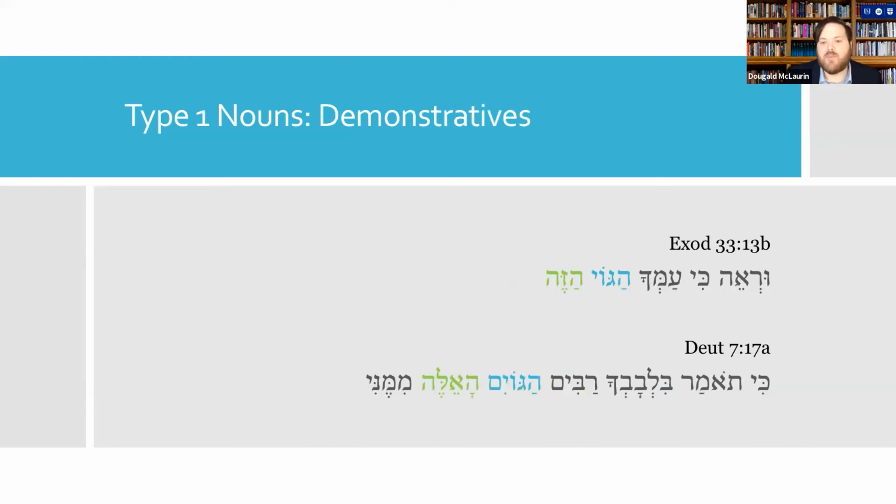With demonstratives, we see hagoy hazeh in Exodus 33:13, so the singular form with the singular demonstrative. And then in Deuteronomy 7:17, we see hagoyim ha'ele, so the plural with the plural. And this is consistent throughout the CBH corpus for goy.